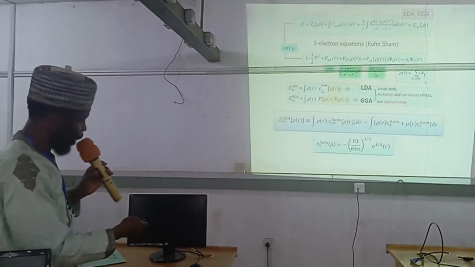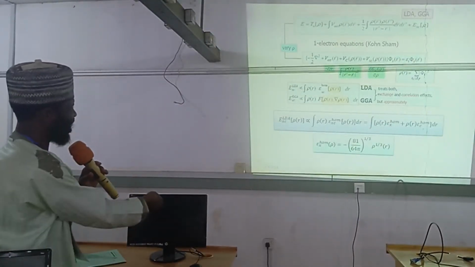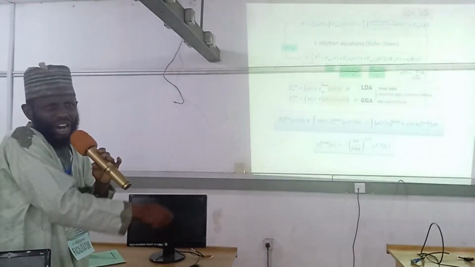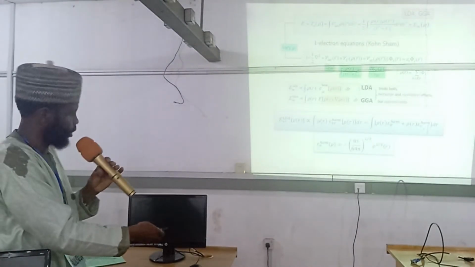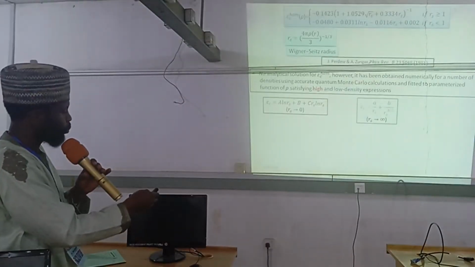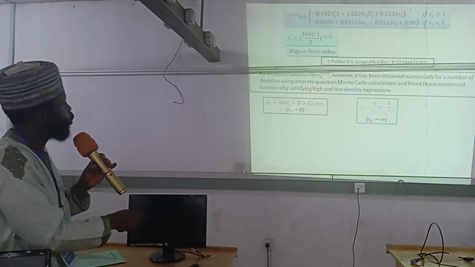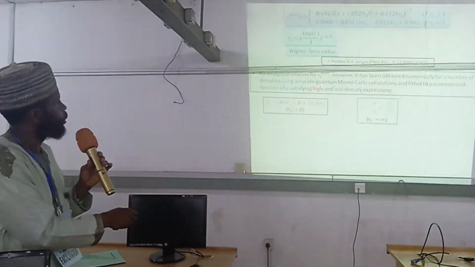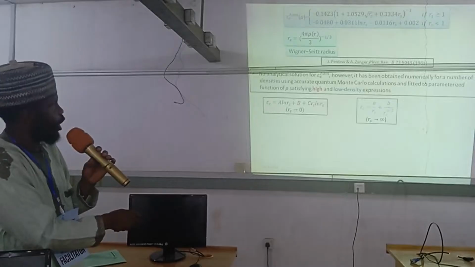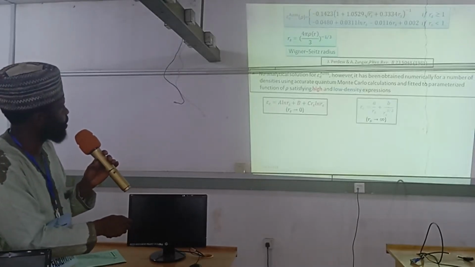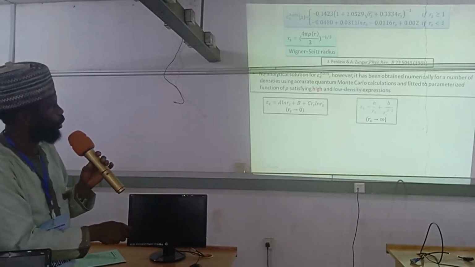So we have an expression for exchange. This exchange can be solved; you can have an exact solution of the exchange. For the correlation, we cannot. There is no analytical solution for the correlation of a homogeneous system. However, it can be obtained numerically for a number of densities using accurate many-body calculations.